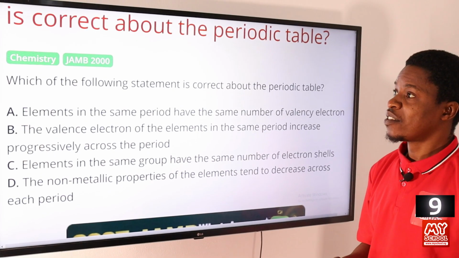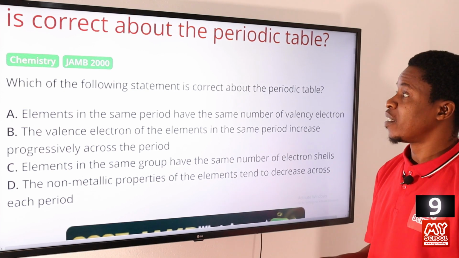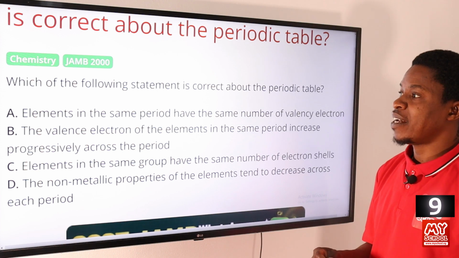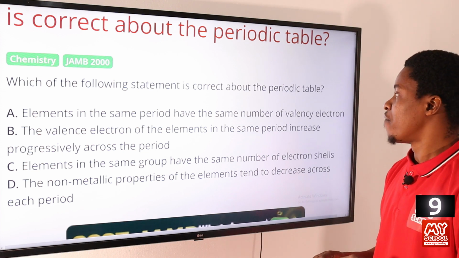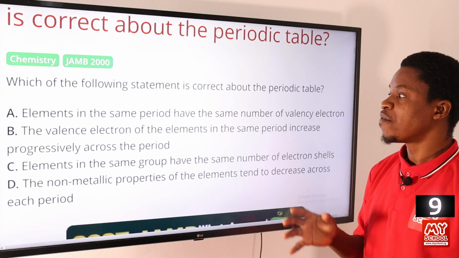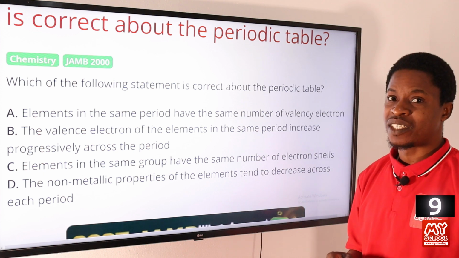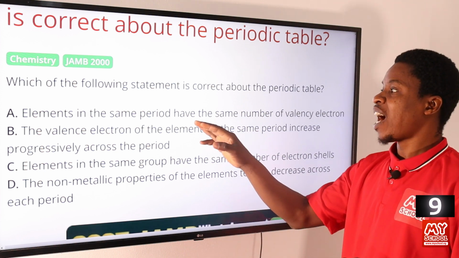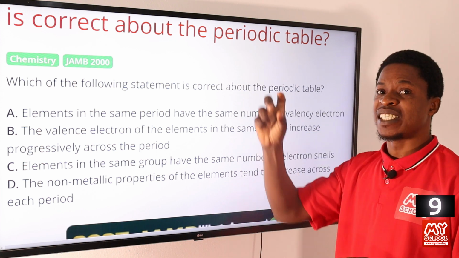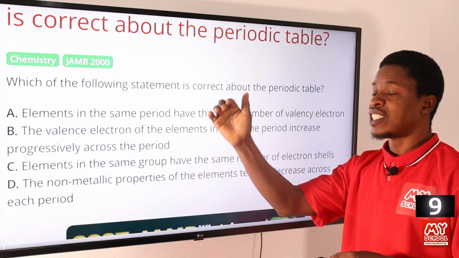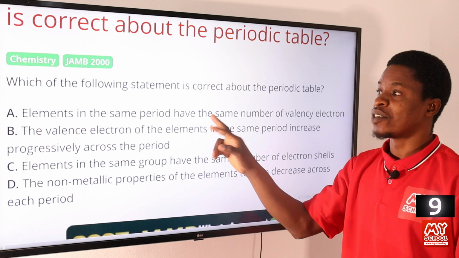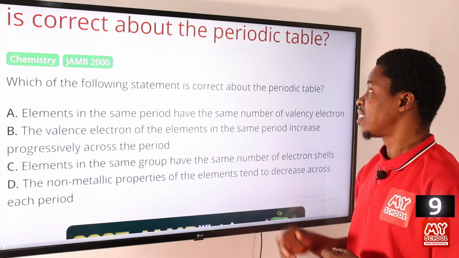Now let's move on to question number 9. Which of the following statements is correct about the periodic table? Option A, elements in the same period have the same number of valence electrons. Is that correct? That is wrong. Elements in the same period have the same number of shells. It is elements in the same group that have the same number of valence electrons, the same number of electrons in their outermost shell. So option A is not correct.